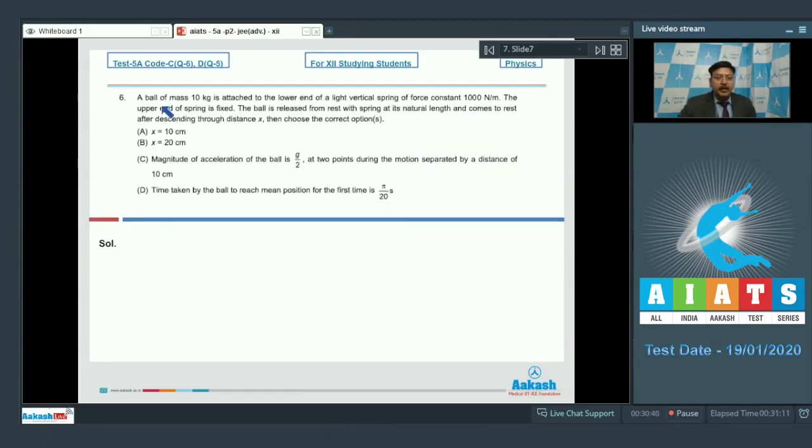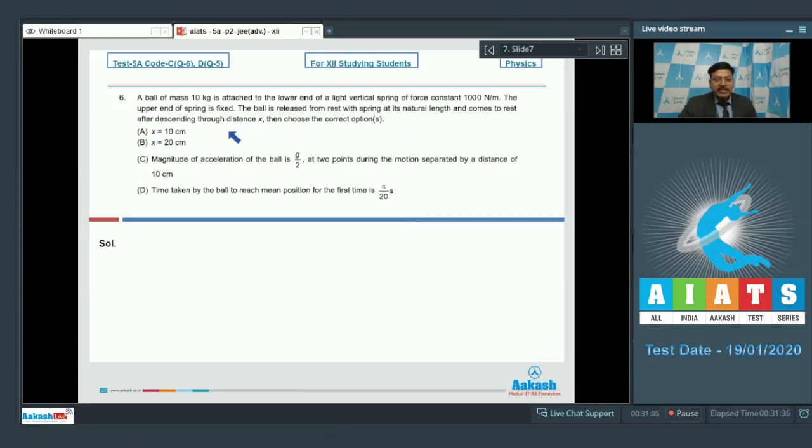Question 6 says a ball of mass 10 kg is attached to the lower end of a light vertical spring of force constant 1000 Newton per meter. The upper end of the spring is fixed. The ball is released from rest with the spring at its natural length and comes to rest after descending through distance x. Then choose the correct options.